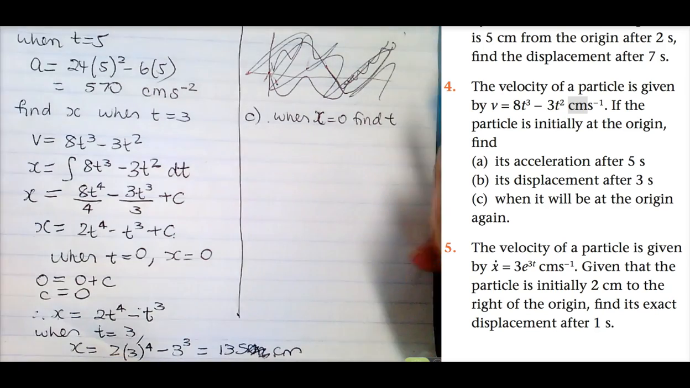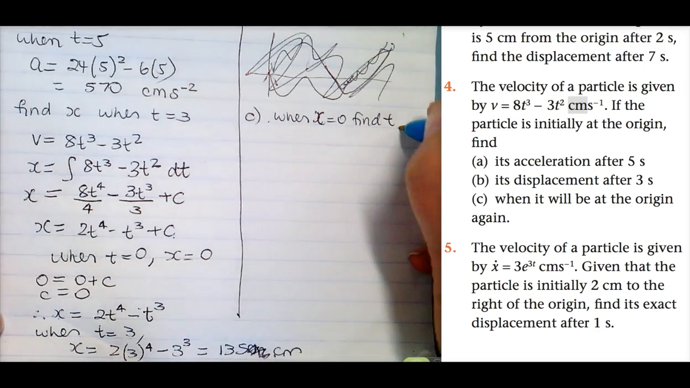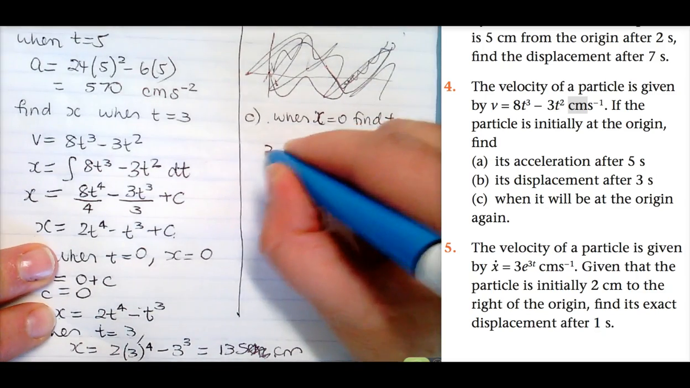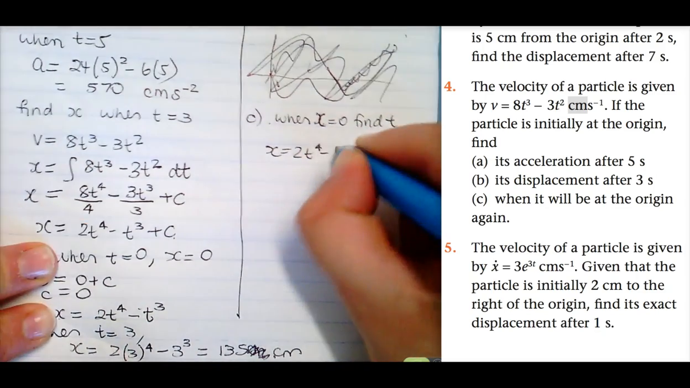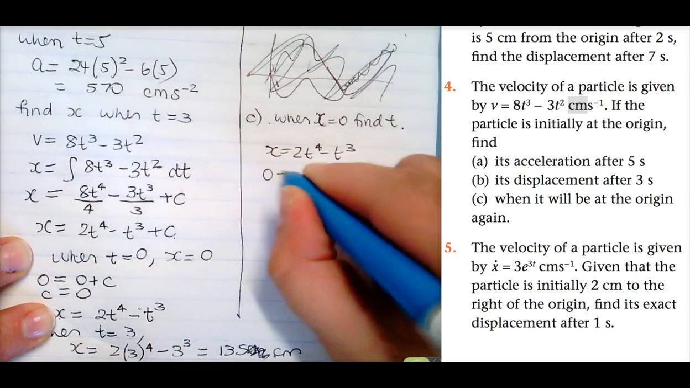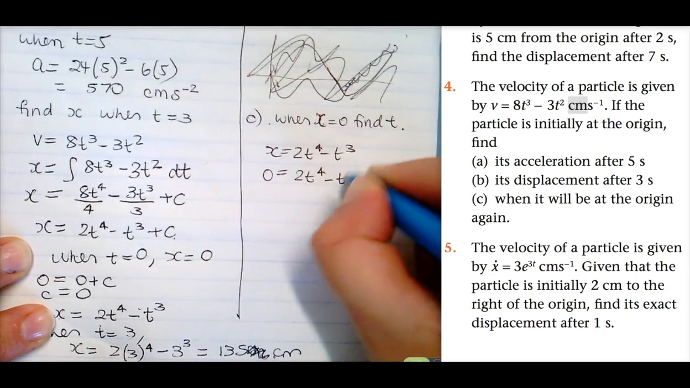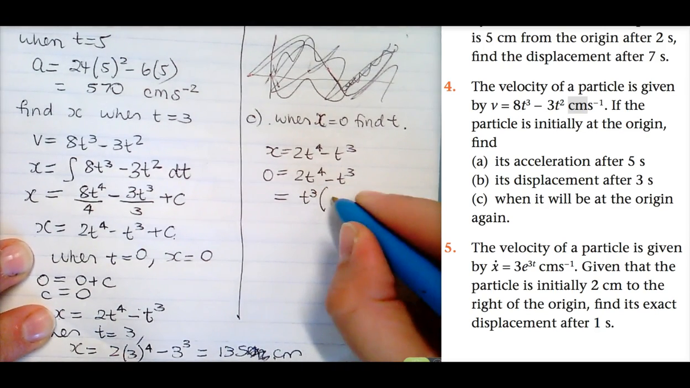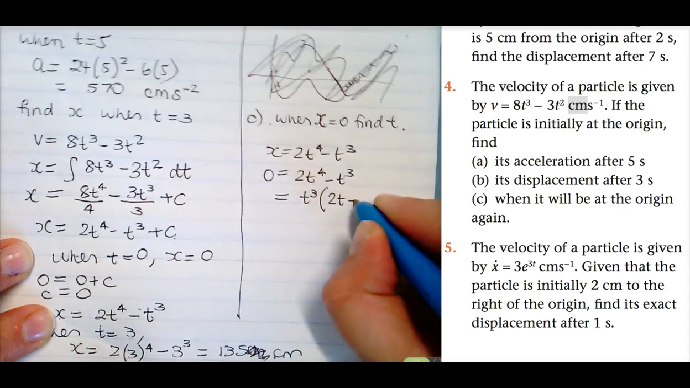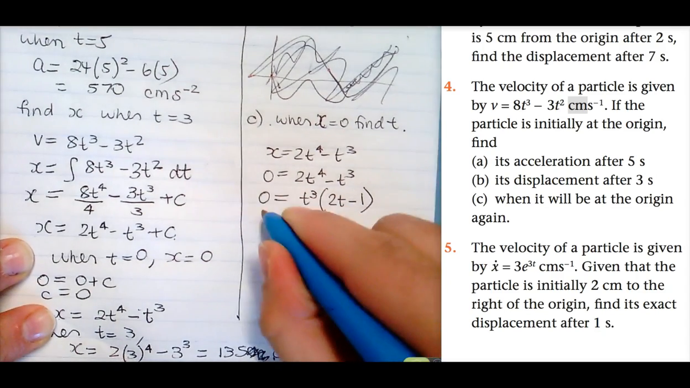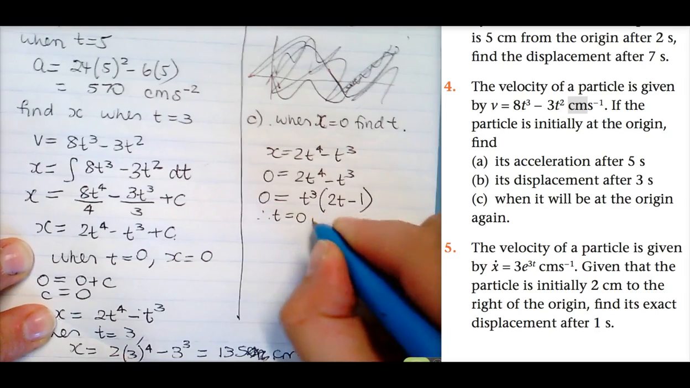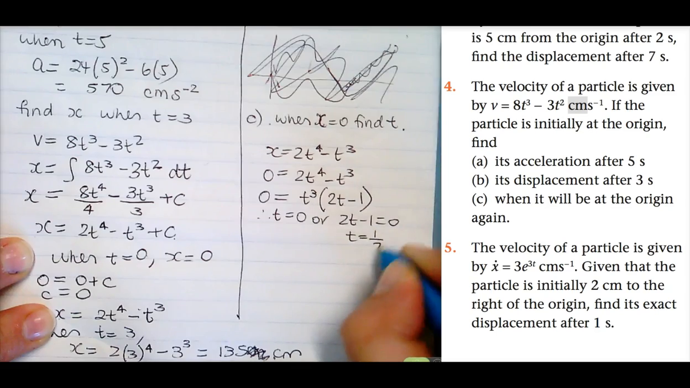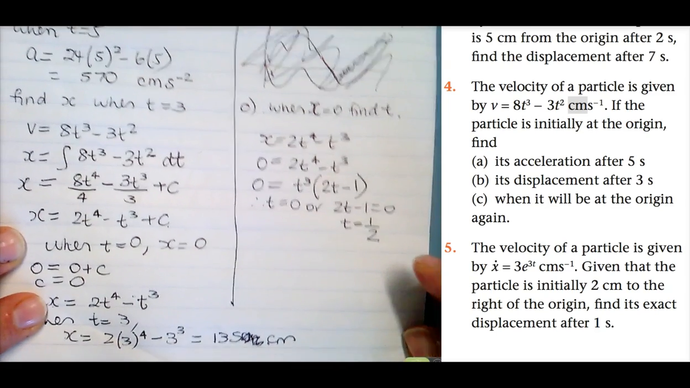Okay, when x is 0, find t. It still is a power of 4. So x is 2t to the 4 minus t cubed. X is 0. 2t to the 4 minus t cubed. Let's factorize. We've got it. T cubed times 2t minus 1. So therefore, t is 0 or 2t minus 1 is 0. So it's just at half. That's a very fast thing.